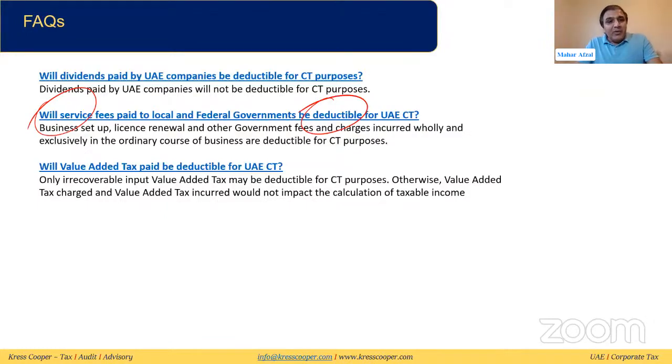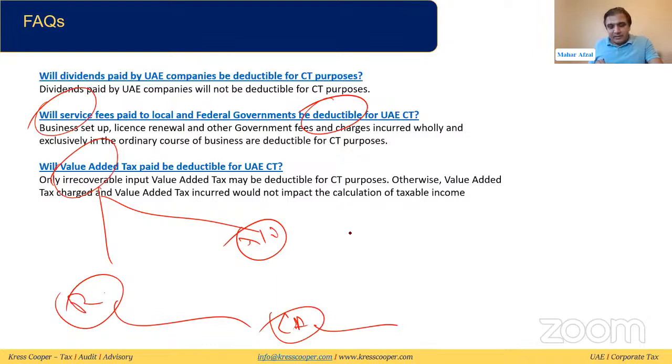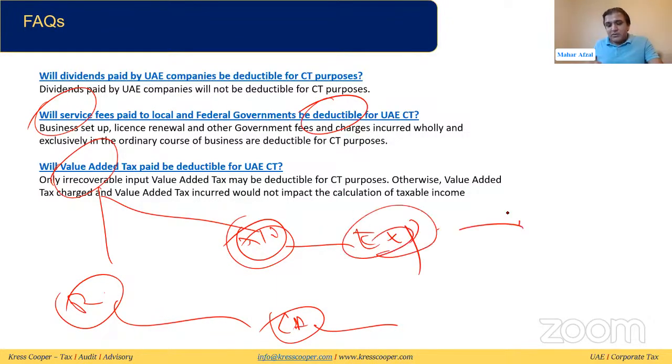Will value-added tax be deductible for UAE corporate tax purposes? VAT we have already discussed in detail. VAT can be of two categories: recoverable and non-recoverable. The recoverable portion is my current assets. These are not an expense. I will claim from the FTA in the VAT return. The non-recoverable portion is my expense. Law allows me to claim it while calculating the taxable profits.